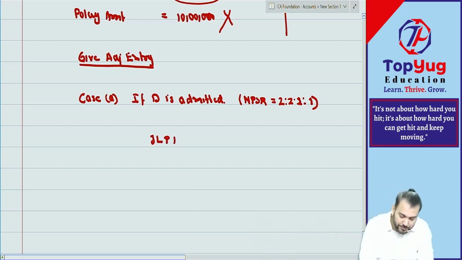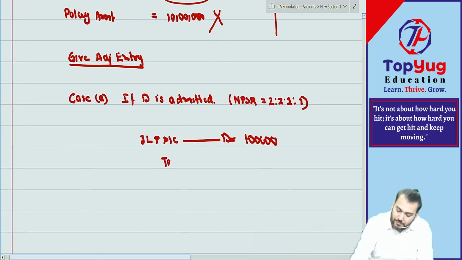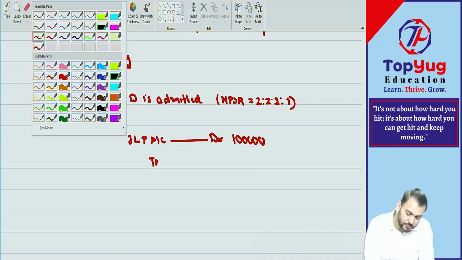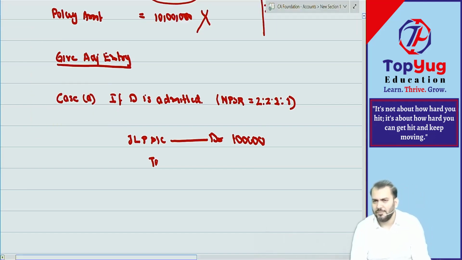JLP account debit. How much? 1 lakh. To what? Follow. To what? To cash? Whether it is received? I said it is receivable. It is not yet received. And JLP account debit to cash means cash is going out. Think before saying how cash will come.